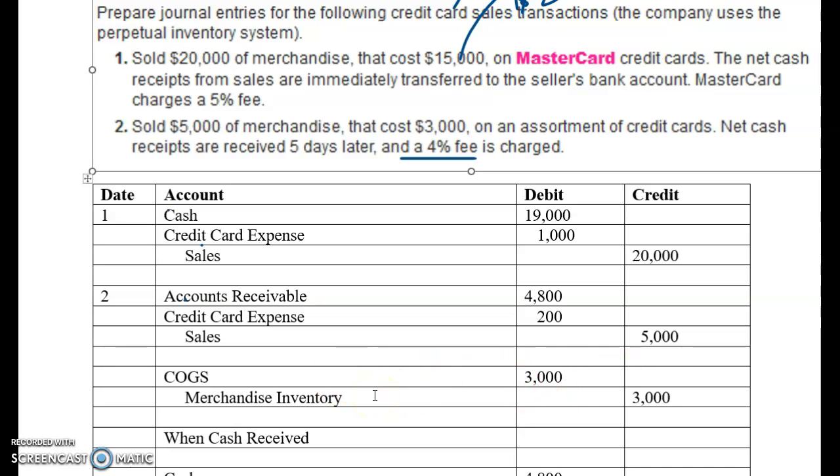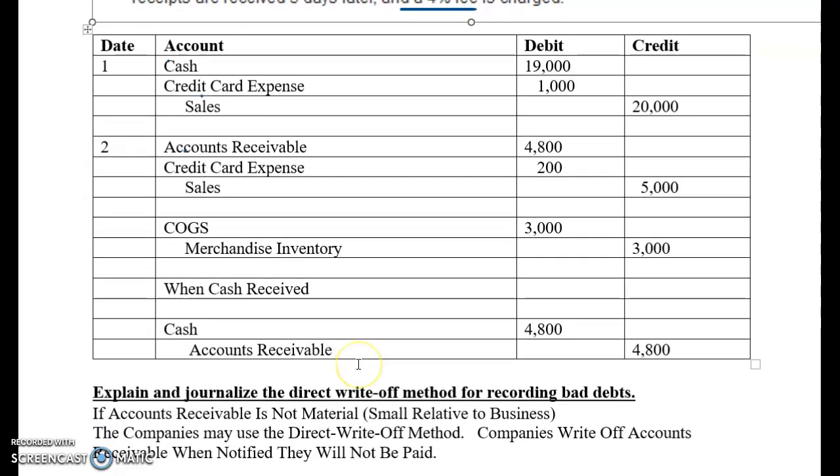What about when we get the money? Well, a few days later, we're going to get the money. Remember, the money's coming from MasterCard or Barclays or Visa, whoever's handling this. So we'll debit cash for $4,800 and we'll credit accounts receivable for $4,800. So a credit card is just like an accounts receivable, except the credit card company is going to get a cut.